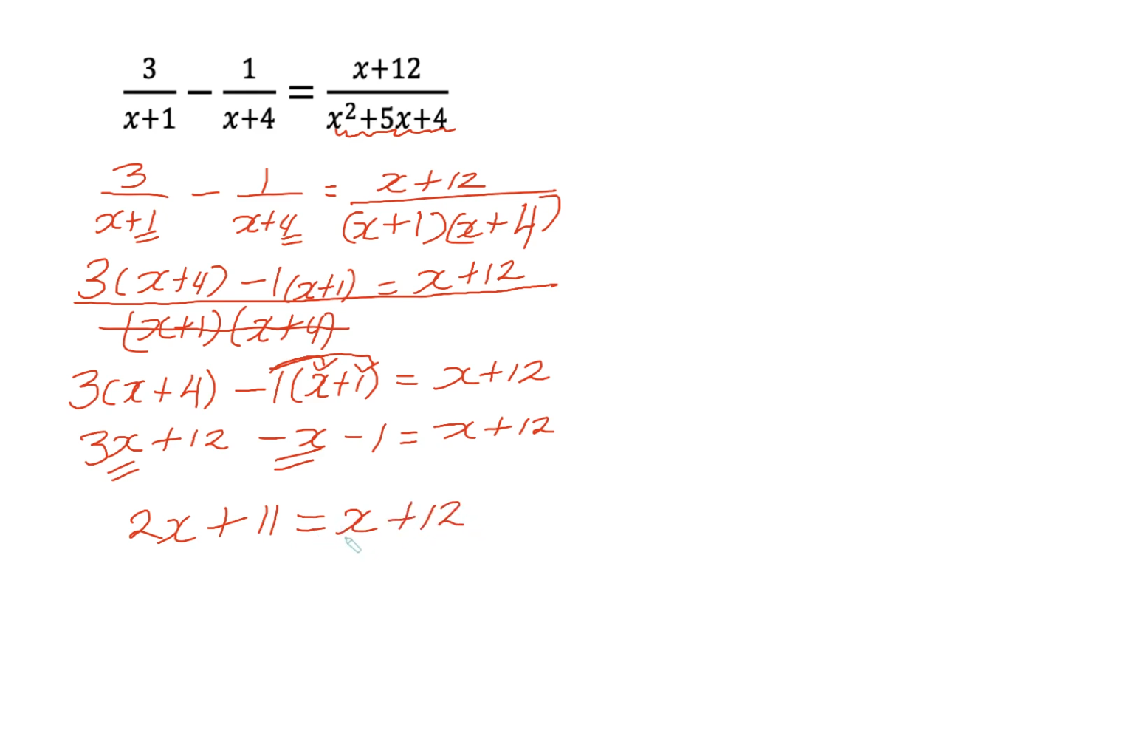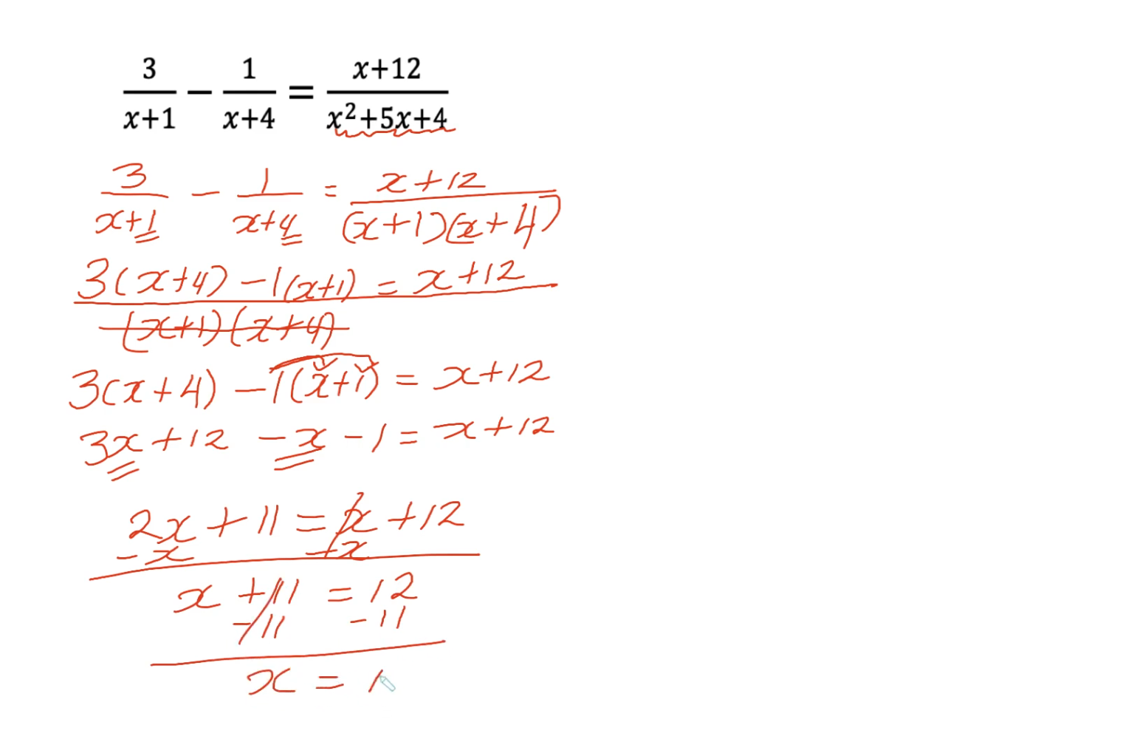Solving for x, I'm going to subtract x on both sides. So I have x plus 11 equals to 12. And solving for x, I'm going to subtract 11 from both sides. So x has a value of 1. So this is nice. X is 1. This one you can check.